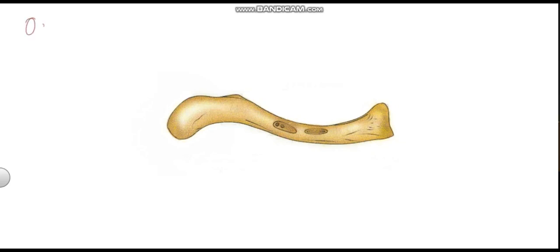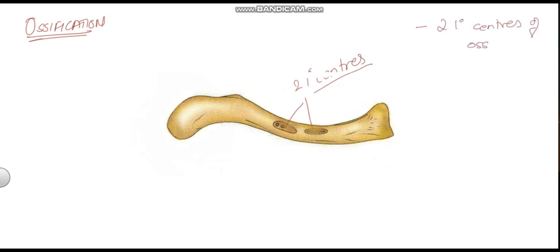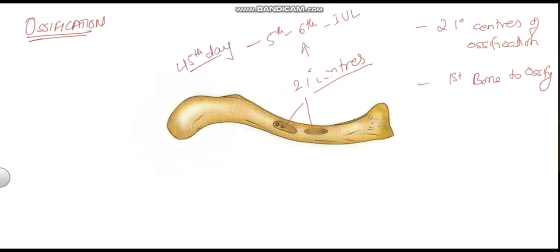Lastly, let's look into ossification. So the clavicle has two primary centers of ossification. It is the first bone to ossify. And the two primary centers appear in the shaft between the 5th to 6th weeks of intrauterine life, and they complete at about 45th day.